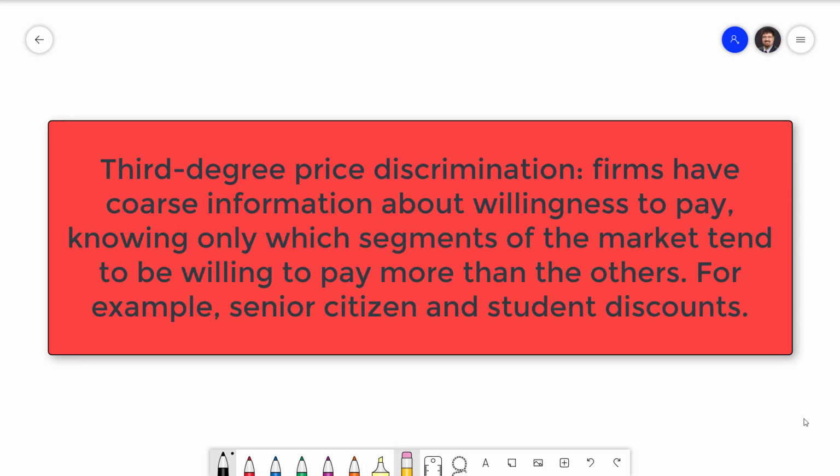Third-degree price discrimination means that firms have coarse information about willingness to pay. Unlike in first-degree price discrimination, where the firm knows exactly the willingness to pay for every single unit that it could potentially sell, in third-degree price discrimination, firms know that certain groups of people tend to be more willing to pay than others, and then they charge accordingly off of that.